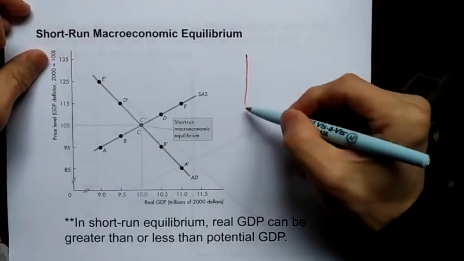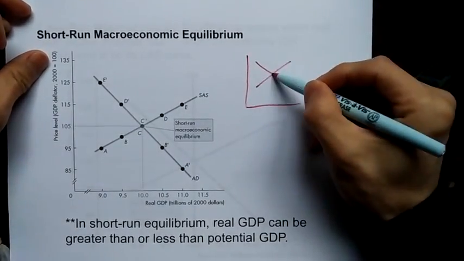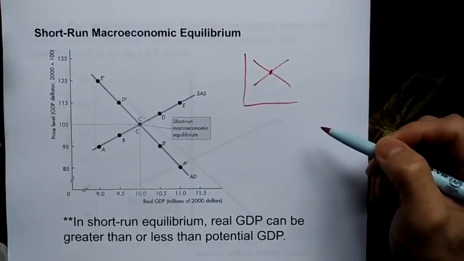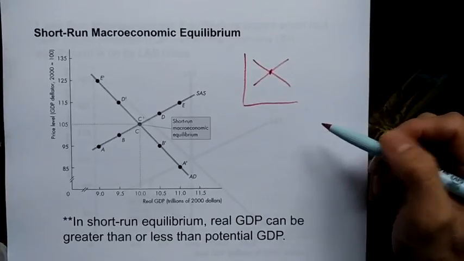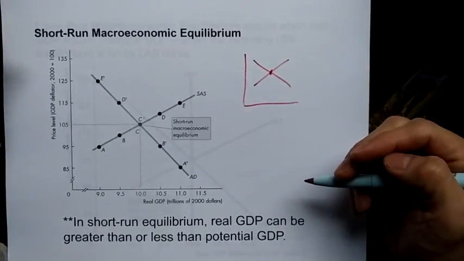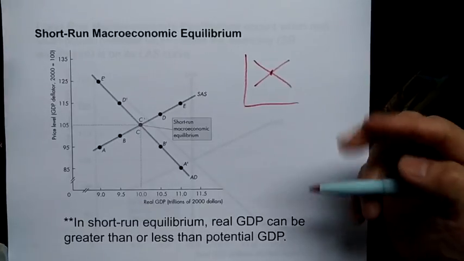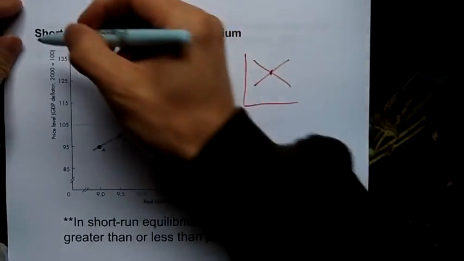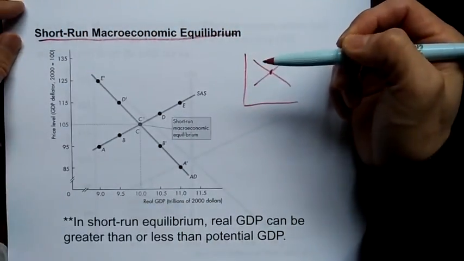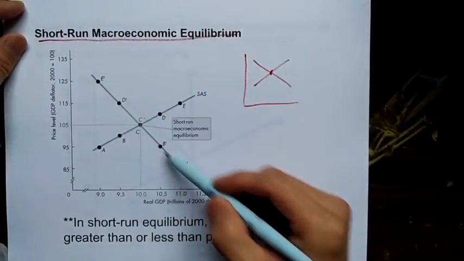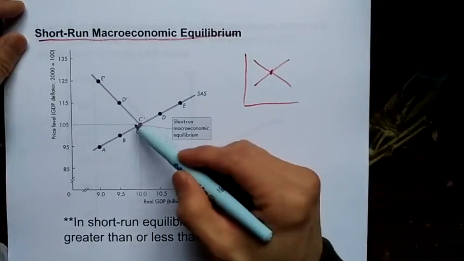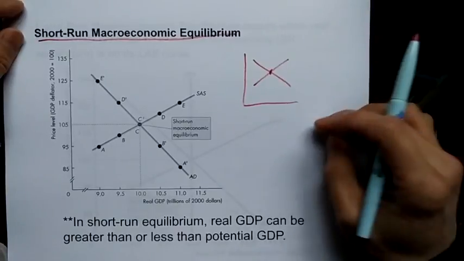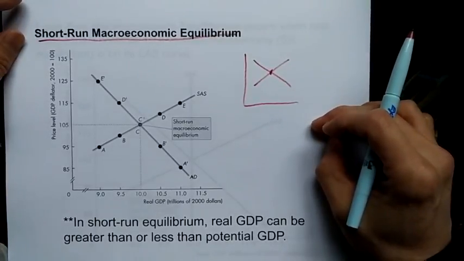Remember, the equilibrium is when demand equals supply, right? However, in macroeconomics, we have two supply curves. Therefore, we should be able to find two equilibria. So what is the short-run equilibrium? Well, it's when aggregate demand meets the short-run aggregate supply curve. This is the macroeconomic short-run equilibrium.